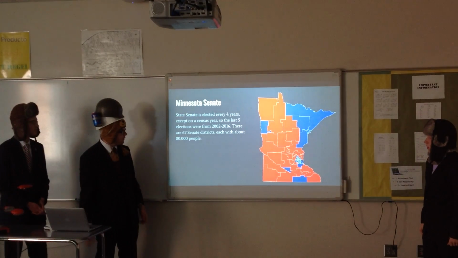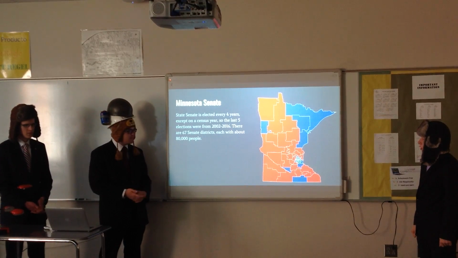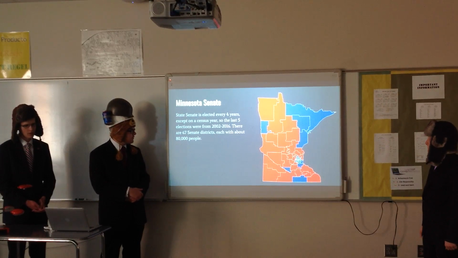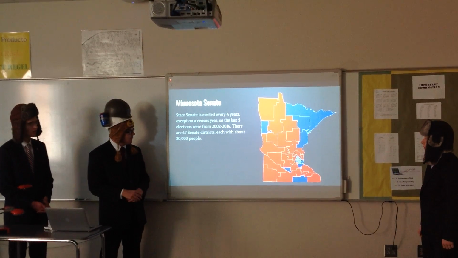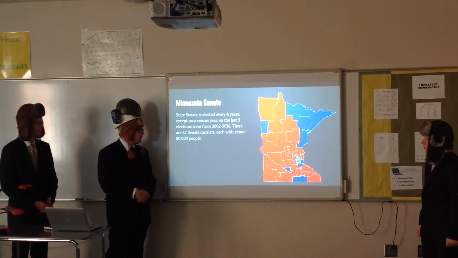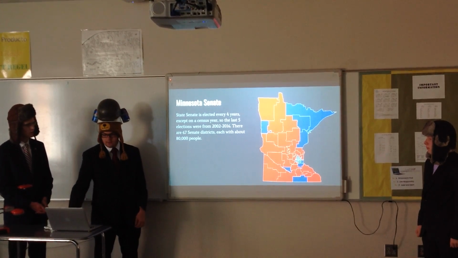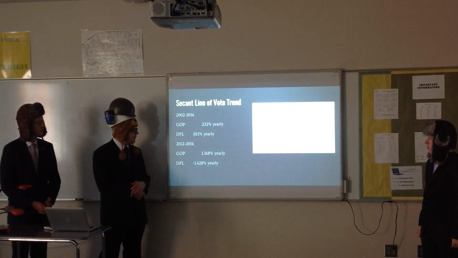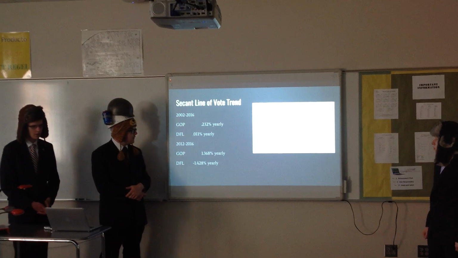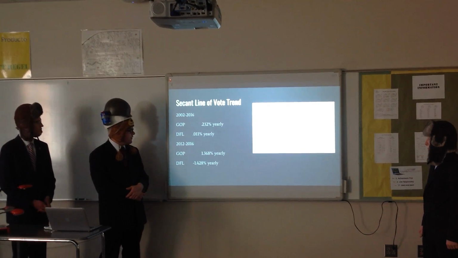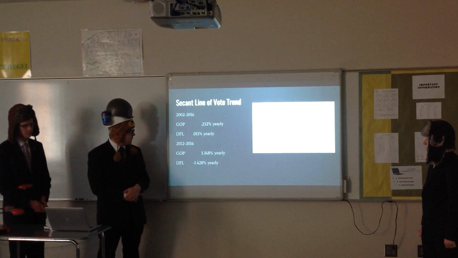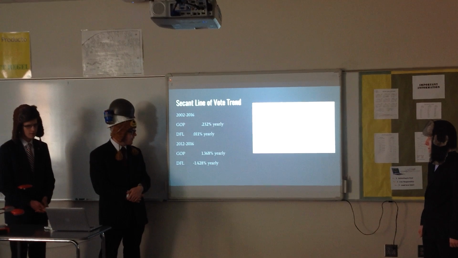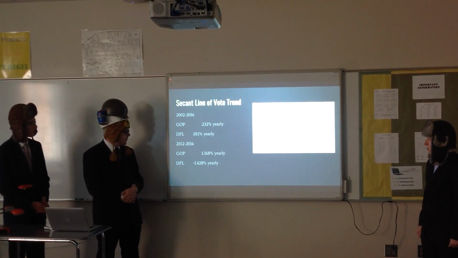So the Senate is elected every 4 years, except on a census year. And so we did the same thing, so we took the last 5 elections, and we found the average between them, and there are 67 Senate districts, and they each have about 80,000 people in them. So the Republicans gained about a 0.232% increase every year, and the Democrats also gained a 0.01% increase. And then over just the last election, the Republicans got a 1.4% increase, and the Democrats lost about 1.4%.